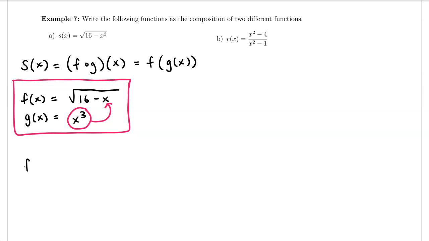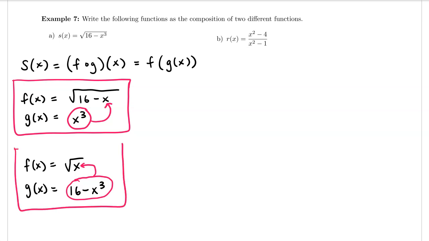Let's give another one, f of x and g of x, our outer and inner function. Another one is f of x could be the square root of x. What would that make g? Well, that would be 16 minus x cubed, because we're taking 16 minus x cubed and plugging it in for x here, and that would give us the original function as well. So here is another possible answer that we could have given for part A.